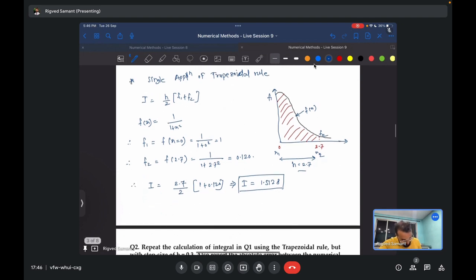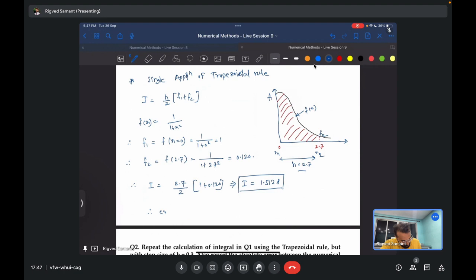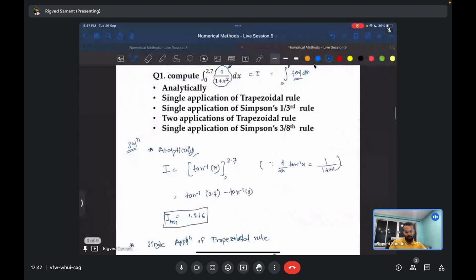So what would the error be in this case? The absolute error would be 1.216 minus 1.5128, that is 0.2968. So the error is quite huge, right? So in the scheme of things, this might not be a good choice. So let's go for the second one. This one is done, this one is done.